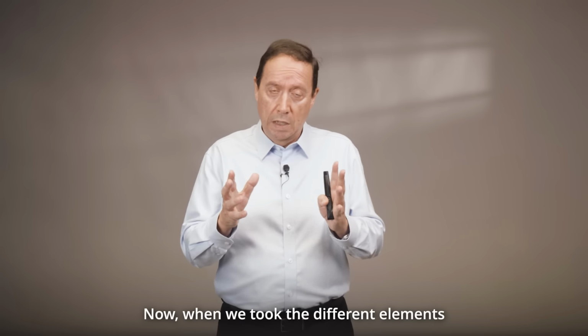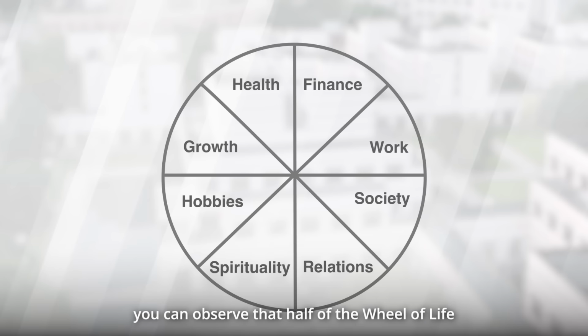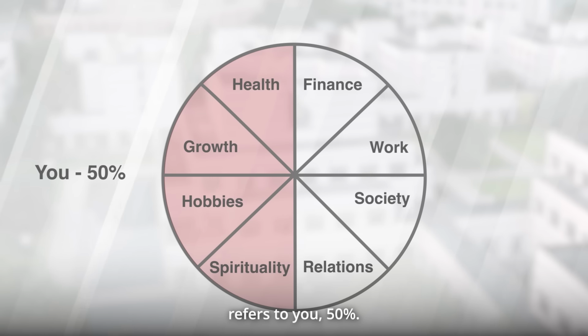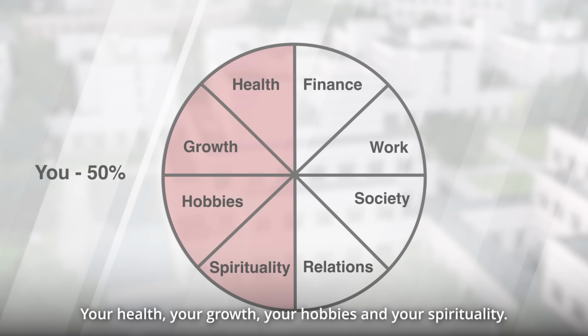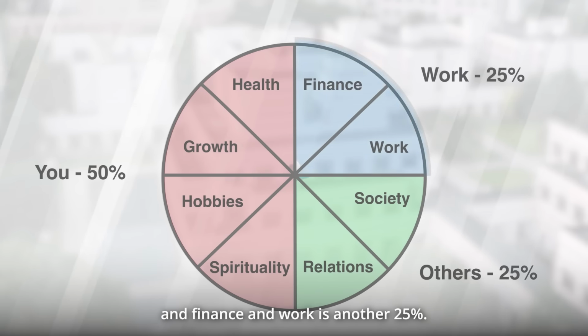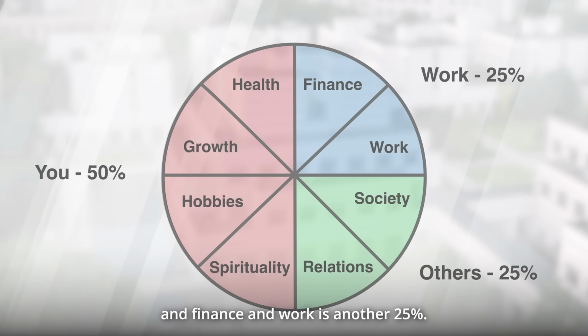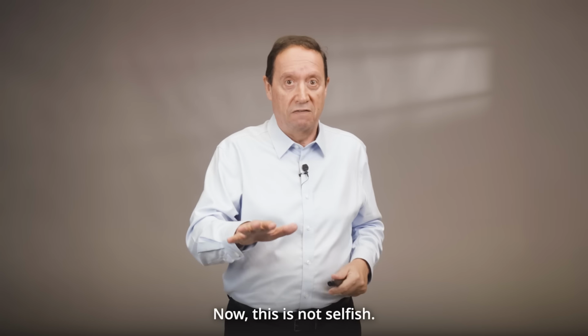Now, when we took the different elements in the Wheel of Life, you can observe that half of the Wheel of Life refers to you, 50%. Your health, your growth, your hobbies, and your spirituality. Then relationship and society are 25%, and finance and work is another 25%. Now, the idea is that half of your life is about you. Now, this is not selfish.